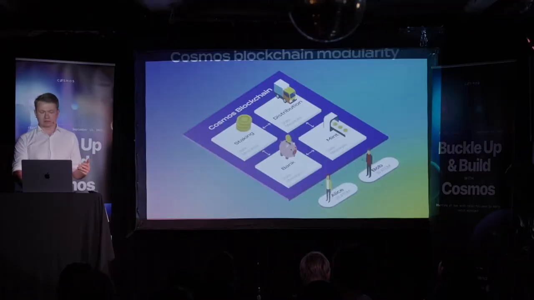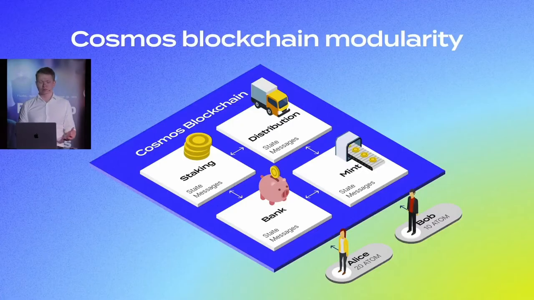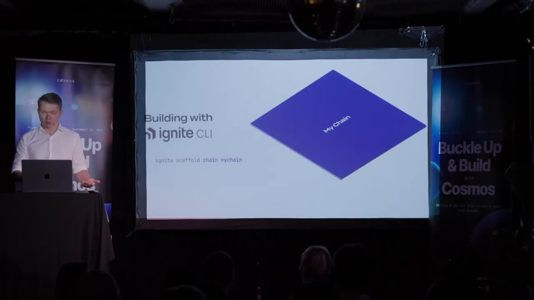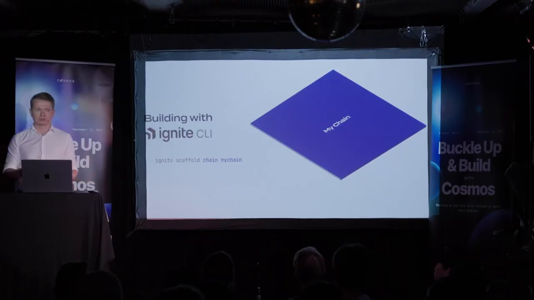Before that, this is how you can visualize a Cosmos blockchain. As Marco said, it's a modular system where you have a bunch of standard modules that use each other's functionality, and each module has state and has messages that trigger state transitions. Users broadcast transactions that contain messages that get routed to modules. And of course, you can build your own modules. Ignite just helps you do that much, much faster and without having to write that much boilerplate code.